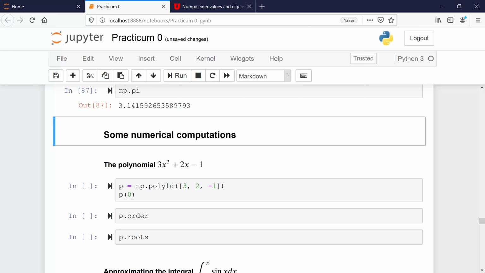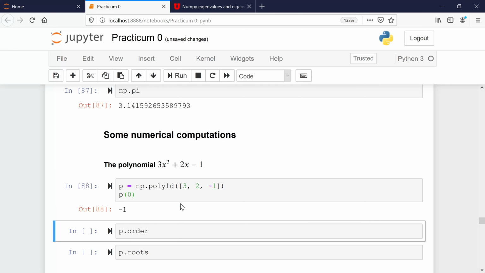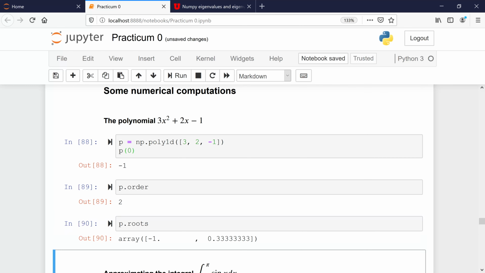Polynomials can be defined as lists. Because a polynomial is determined by its coefficients, we start from the highest degree. So 3, 2, minus 1: 3x squared plus 2x minus 1. This is one way of defining polynomials, with the function poly1d. So what is p of 0? It should be minus 1. We can compute the order of the polynomial. It should be 2. And we can compute even the roots.